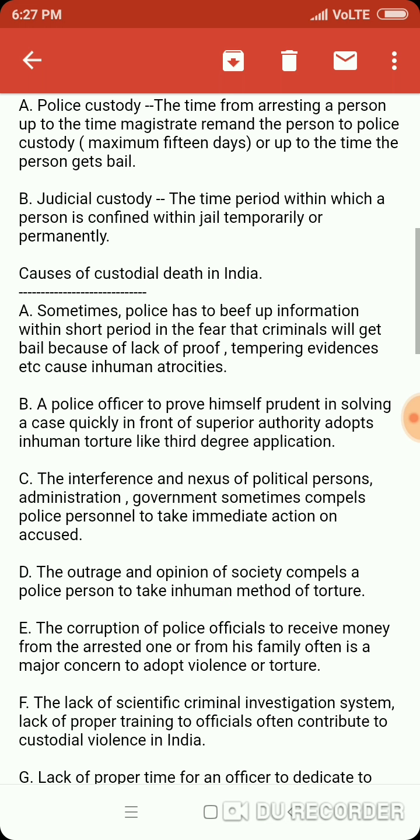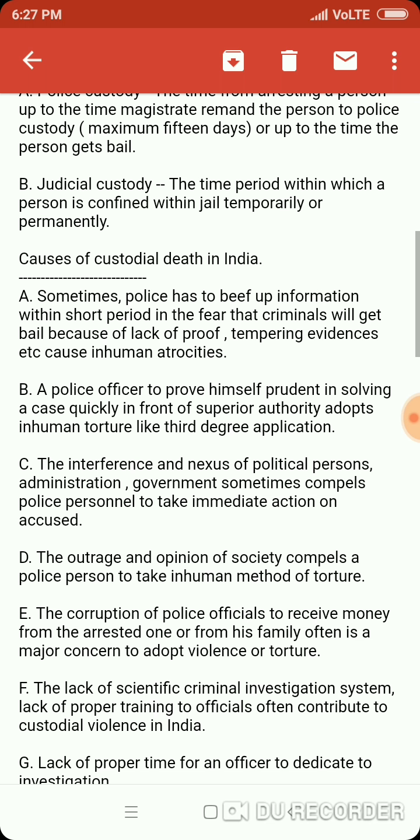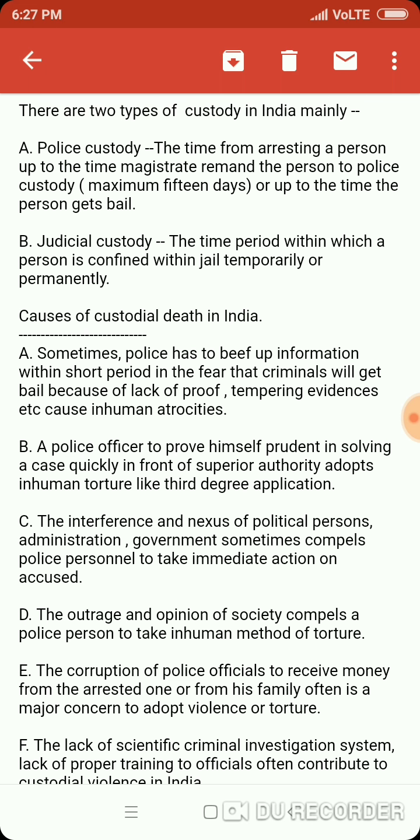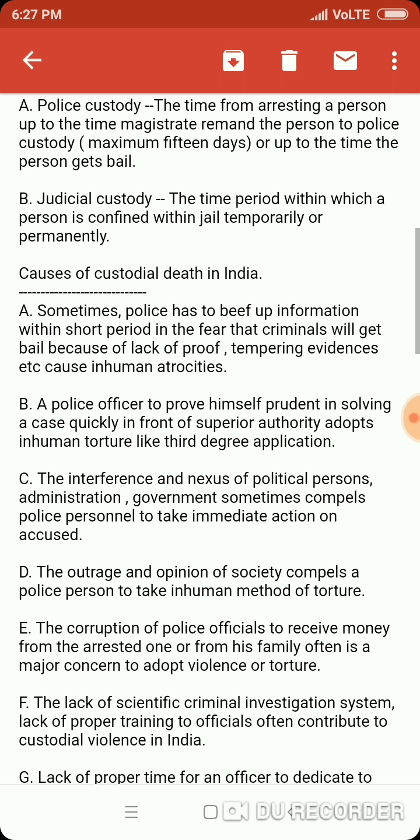Then judicial custody. Judicial custody means what? The time period within which a person is confined within jail temporarily or permanently. It is judicial custody when, under state law, a person has been sent by a magistrate to a jail permanently or temporarily. That is judicial custody. Police custody means right from the time of arrest up to getting bail.